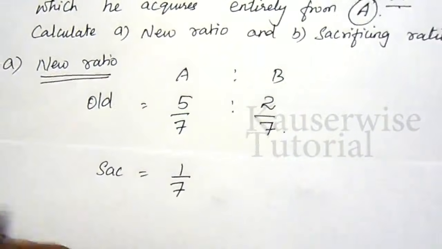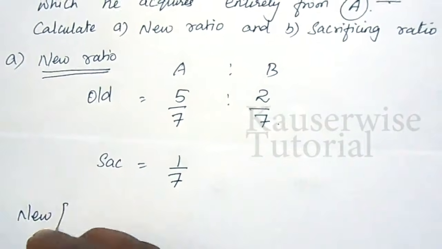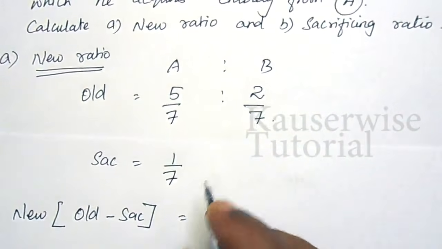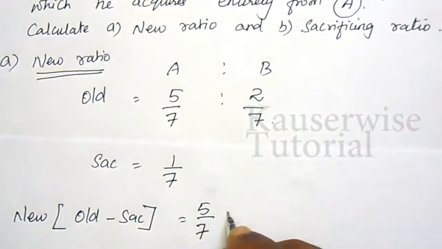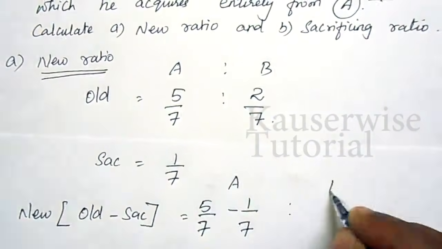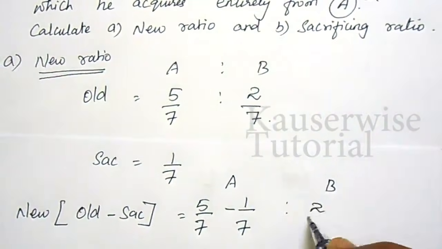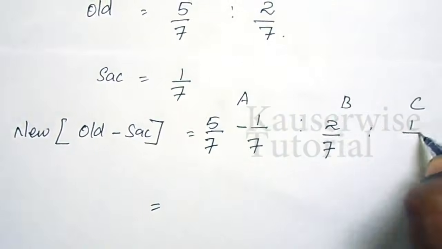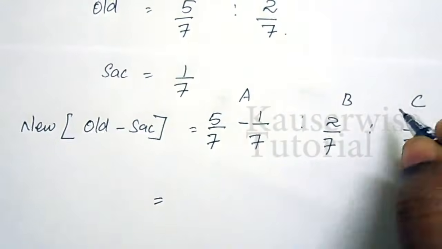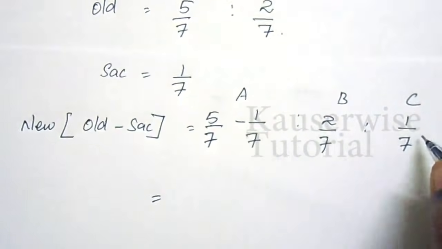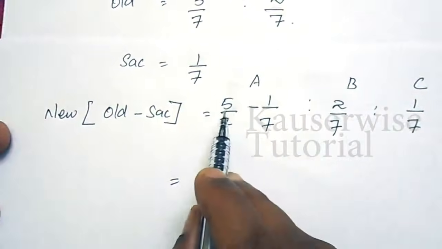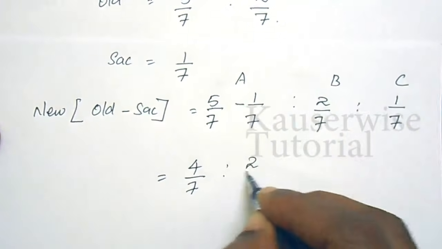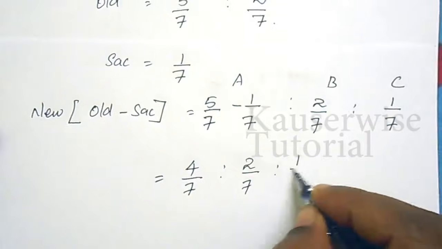So now we need to calculate the new ratio. What is the formula for new ratio? Old ratio minus sacrifice ratio. For A, old ratio is 5/7 minus sacrifice 1/7. For B, old ratio is 2/7, no sacrifice, because the entire share, that is the new partner share 1/7, is sacrificed by only A. Okay, with this we calculate the new ratio. For A, 5 minus 1, 4. 4/7 for A, 2/7 for B, 1/7 for C.